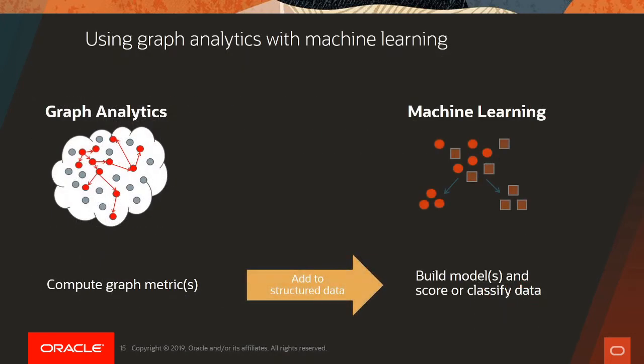Another thing worth noting is that we can use graph together with machine learning. You compute your graph metrics and then add them to a machine learning model to build a model and score or classify data. That's a quite new combination which takes advantage of the increasing number of use cases for machine learning as well.